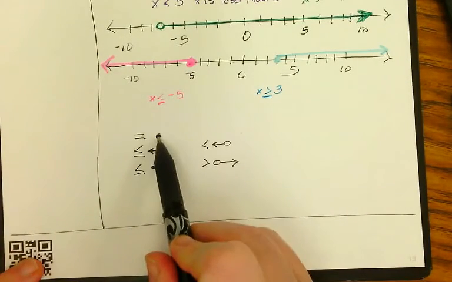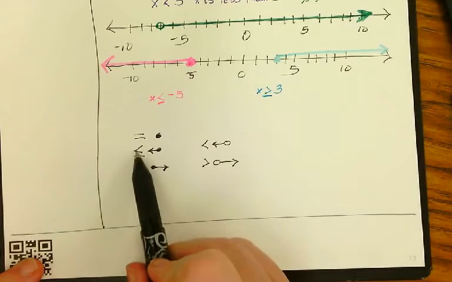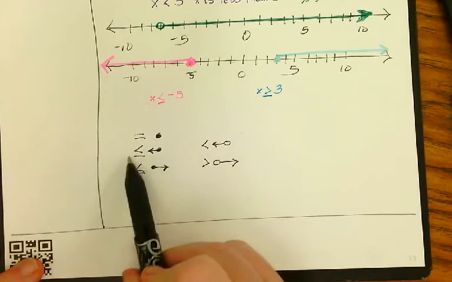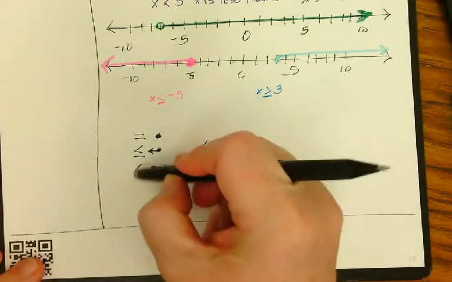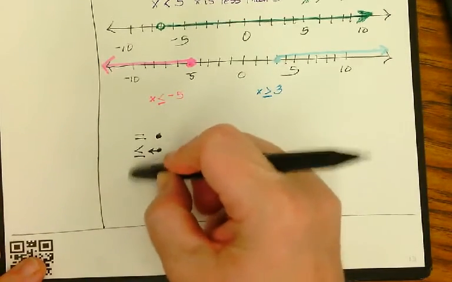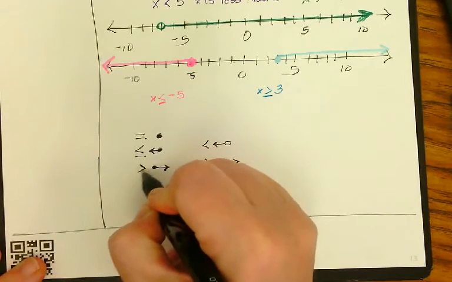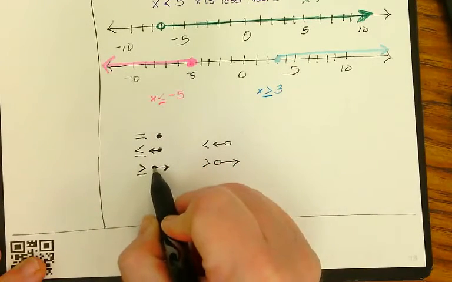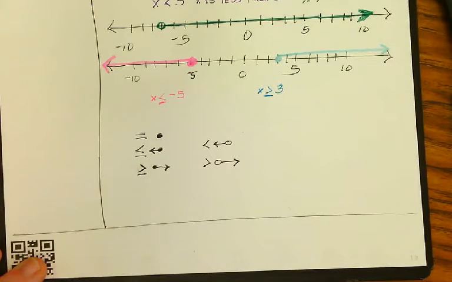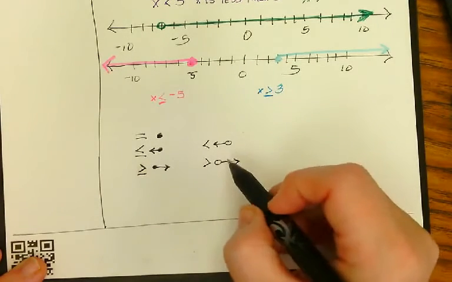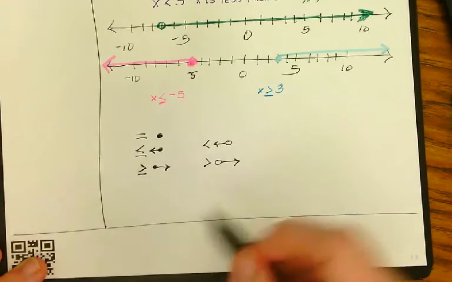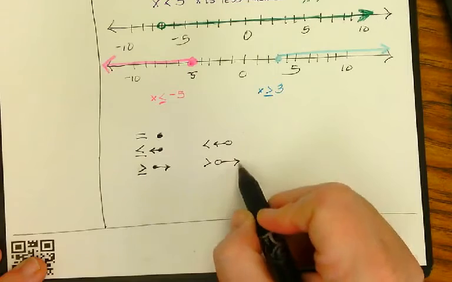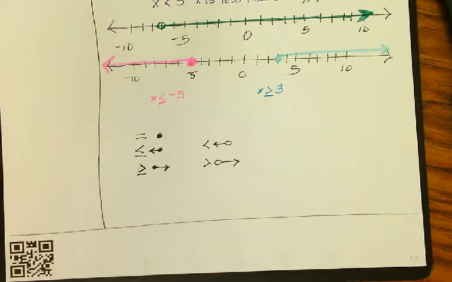So equals, you get a closed dot. Less than or equal to, you get a closed dot with an arrow attached going to the left. Oh, look at that. See? That's what happens when you can't see me. I make a mistake. Greater than or equal to gets a closed dot and an arrow going that way. Less than, you get an open dot with an arrow to the left, and greater than, you get an open dot with an arrow going to the right. Okay, so not difficult.